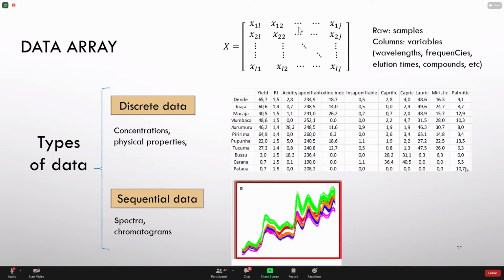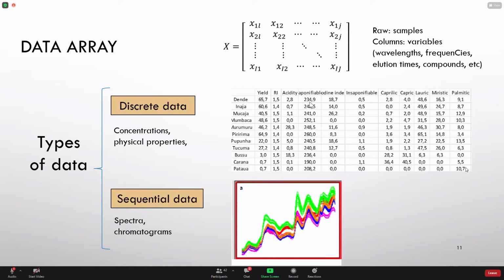We can have discrete or sequential data. What does that mean? Discrete data means that we are using concentration, physical properties, or any property that could be acquired using different analytical techniques. For example, I have here a matrix with different properties in the analysis of some vegetal sample in order to determine the yield, but they are using a lot of chemical components obtained by different analytical techniques, okay?